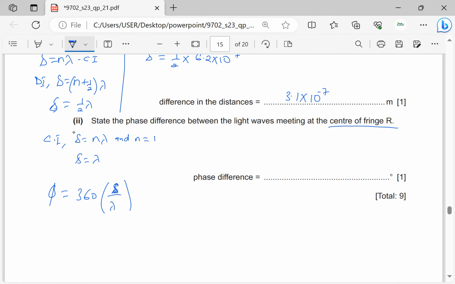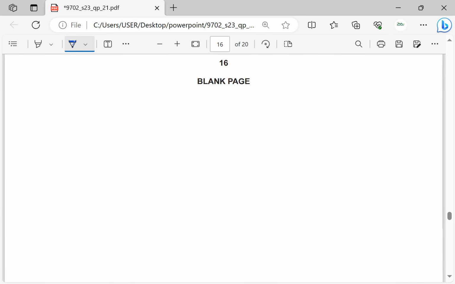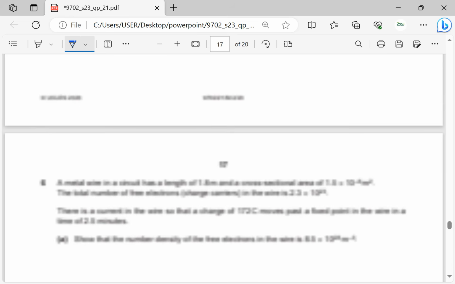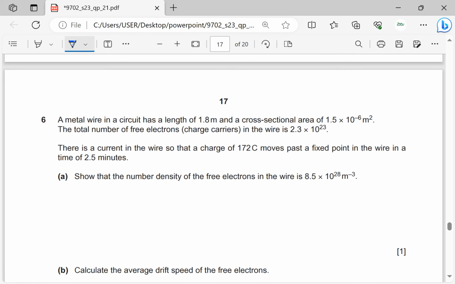So since the path difference is equal to the wavelength, this is going to be 360 times wavelength divided by the wavelength. So this gives us 360 degrees. The path difference is equal to 1 wavelength because n is equal to 1. But since the path difference is the same as the wavelength, the answer here is simply 360 degrees. Sometimes you can always use the blank pages in order to just be sure of what you are doing.